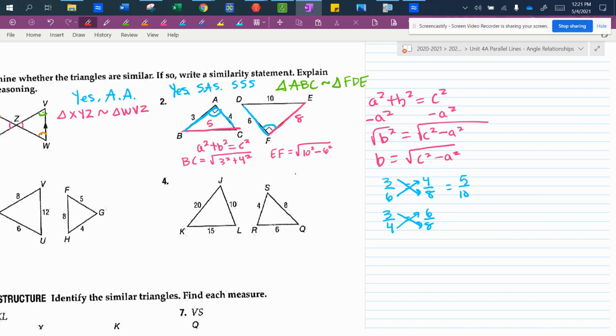Which side's corresponding with AC? FE. So we should have the similarity statement: triangle ABC is similar to triangle FDE. The reason I can't have E in the middle is because AB does not correspond to FE. It corresponds to FD. So we can use our letters to match up with our sides. Does that make sense? Whatever order your letters are in, those corresponding sides should also match up. That's one way that we can check that.